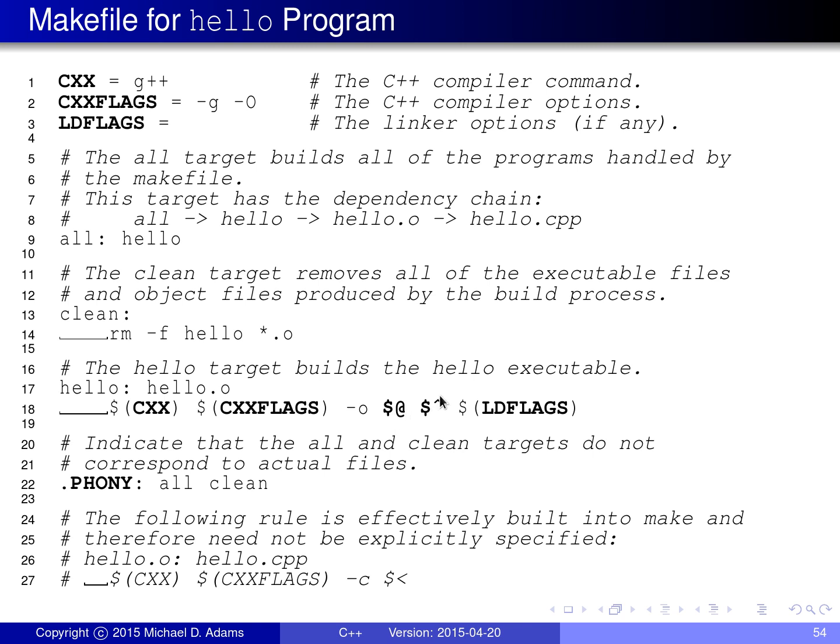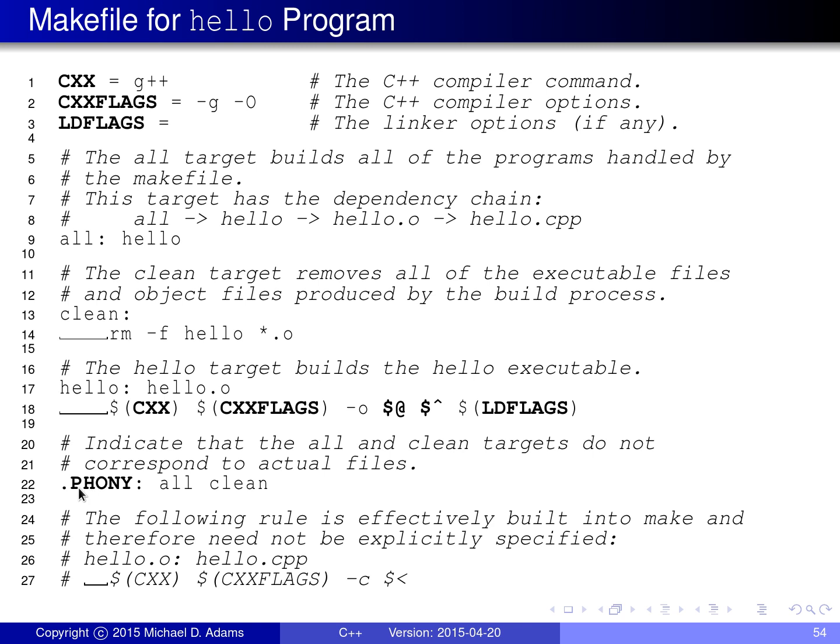And then the $^ symbol, this is also another abbreviation. This is an abbreviation for all of the prerequisites for the rule. In this case, there's only one prerequisite, the thing to the right of the colon, hello.o. So this variable, $^, is equal to hello.o. It's as if we typed hello.o here. And then LDFLAGS, this variable is just an empty variable. It was initialized to be empty above, so this just gets replaced by nothing.